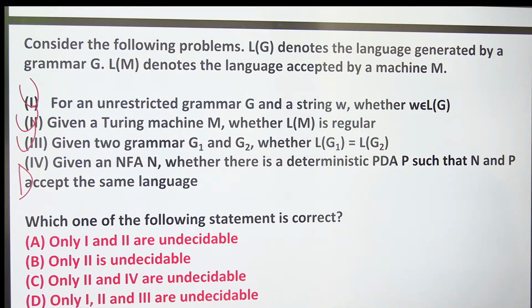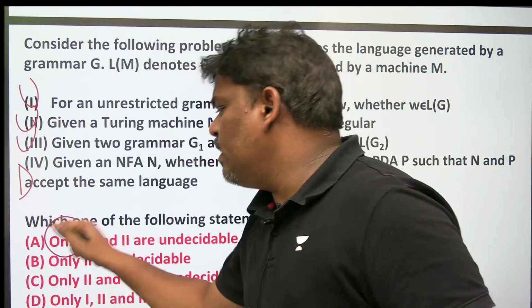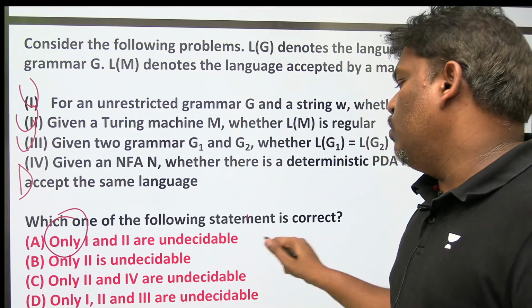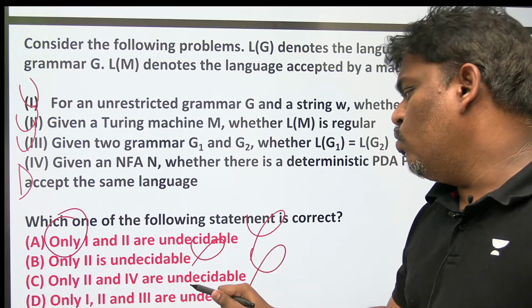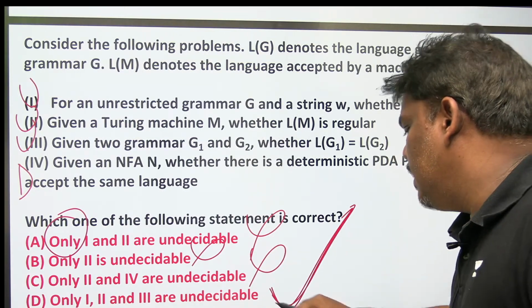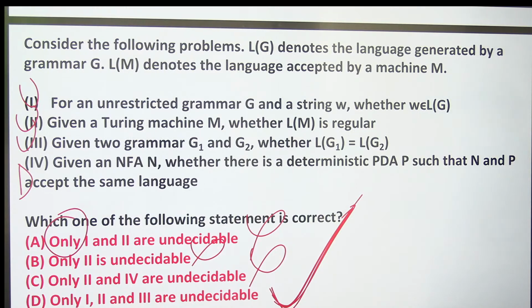So what is the question asking? Can you see this one? Consider the following problems. Which of the following statements are correct? Remember, 1, 2, 3 are undecidable. The fourth one is decidable. Let's see option A. Only 1, 2 undecidable? No. Only 3 undecidable? No. Only 3, 4 undecidable? No. Only 1, 2, 3 undecidable? Yes. Check properly.